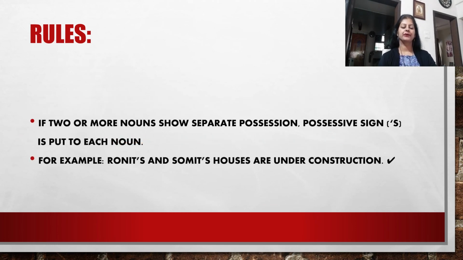The next rule is, if two or more nouns show separate possession, then the possessive sign is put on each noun. For example, Ronit's and Somit's houses are under construction. Now, here we are talking about two separate houses because houses are mentioned. One house belongs to Ronit and the other belongs to Somit. So that's why, to show separate possession, we will use the possessive case in both the nouns.